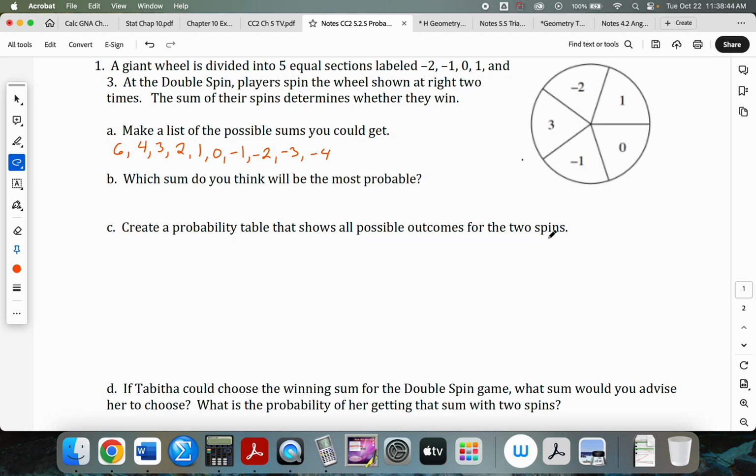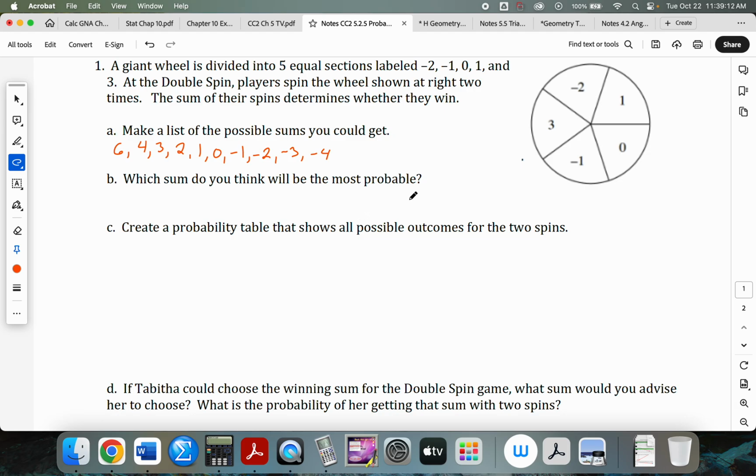Now the question is, are all those equally likely? The answer is no, they're not all equally likely. Some of them are more likely than other ones. So, one of the questions we might have is, which sum do you think will be most probable? Which one are you going to win the most times with?